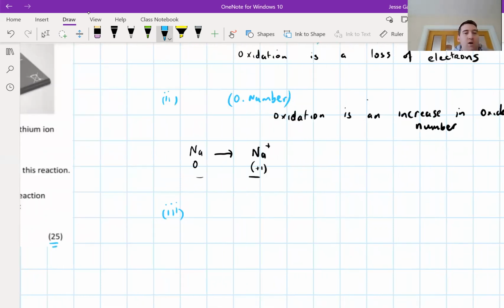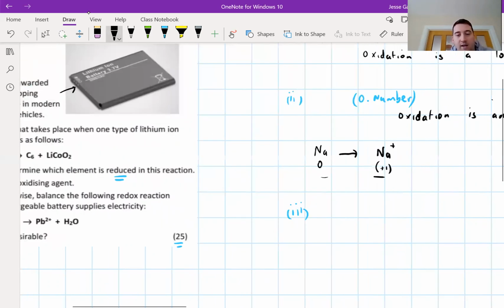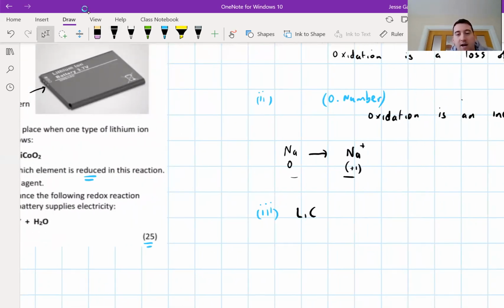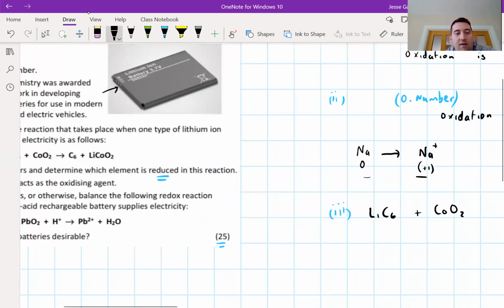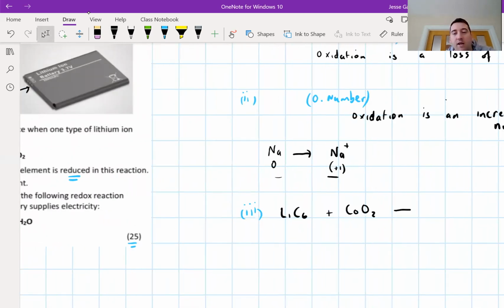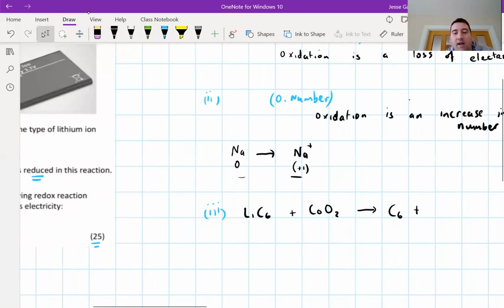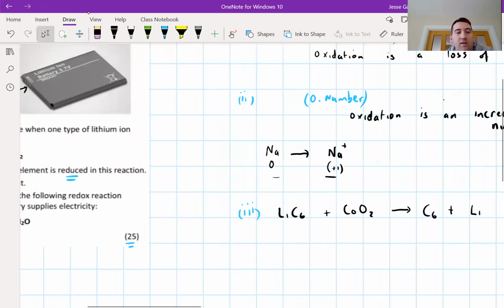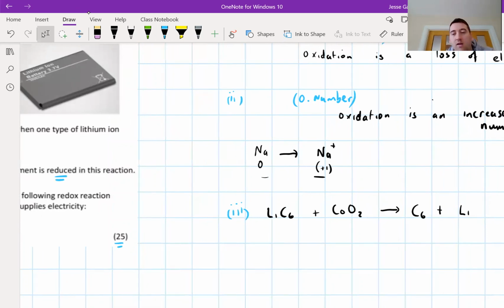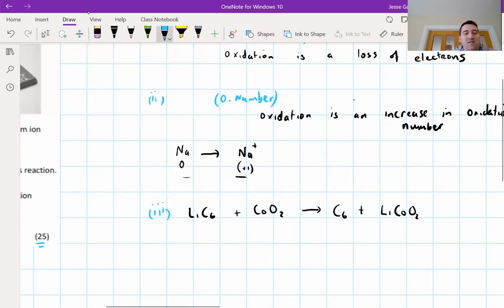All right, this is what you should have written down here. It was lithium carbide, so LiC6, and we're adding to that cobalt oxide. Very strange situation to see CoO like that, cobalt oxide. You don't see that very often. And we're combining to make C6 carbon plus Li, what is it? CoO2. CoO2. Okay, so the next thing you had to do was assign oxidation numbers.